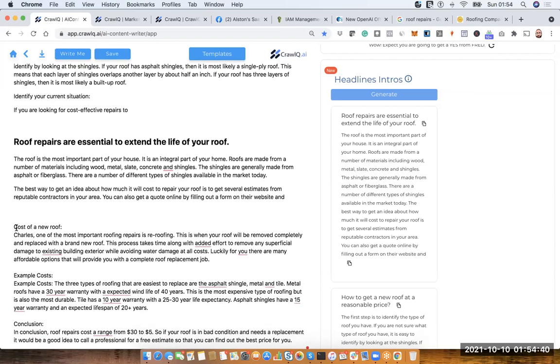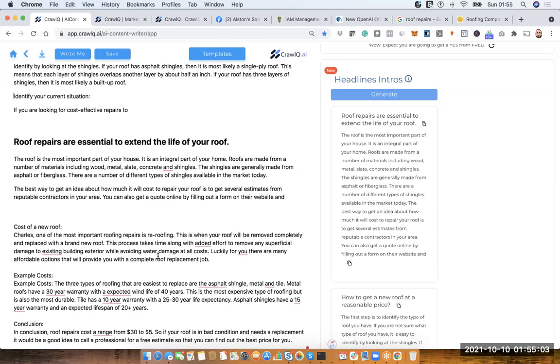Yeah, so here it was the cost of a new roof. You can also directly start with a smart intro here and say, hey, Charles, one of the most important roofing repairs is re-roofing. This is when your roof will be removed completely and replaced with a brand new roof. This process takes time along with added effort to remove any superficial damage to the existing building exterior while avoiding water damage at all cost.